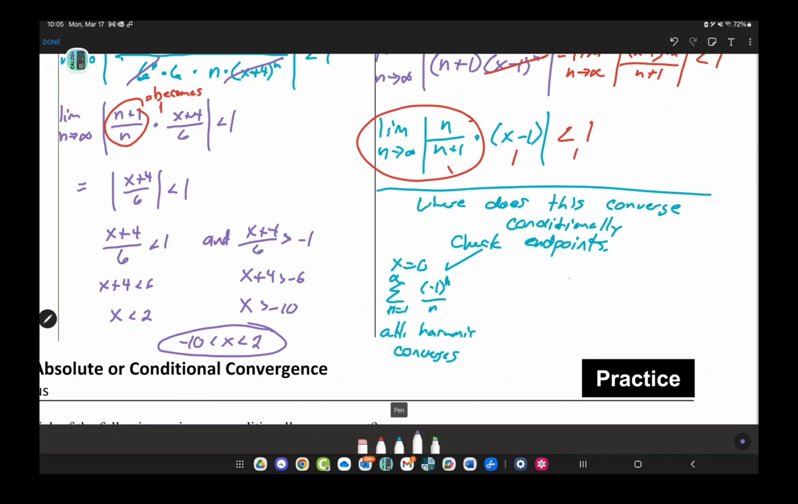Is it only for those 2 points or is it for all points outside of that? No, just check the 2 inputs. So if x is 2, what do we get? What's 2 minus 1? 1 over n. We know that's a regular harmonic series, divergent.